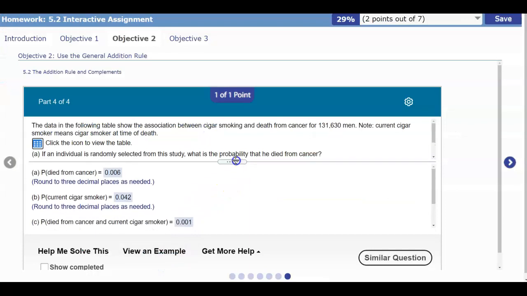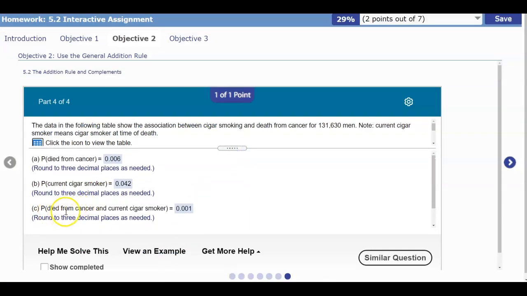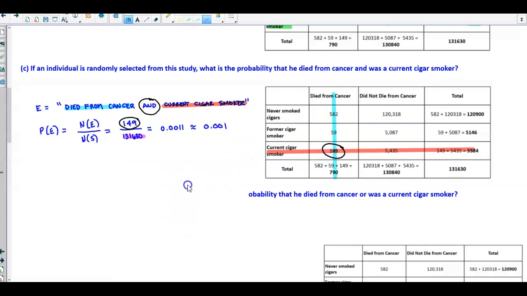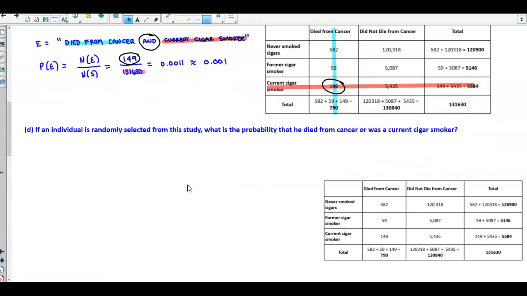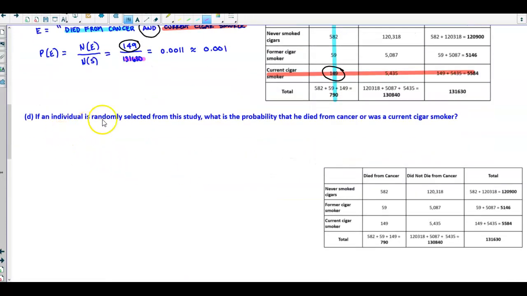So for part C, we can see that the probability of a person who died from cancer and is a current cigar smoker is 0.001. Okay, now the last one that we want to do is the following. It says, if an individual is randomly selected from this study, what is the probability that he died from cancer or was a current cigar smoker?